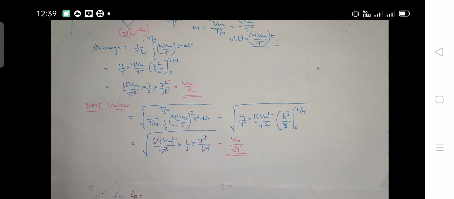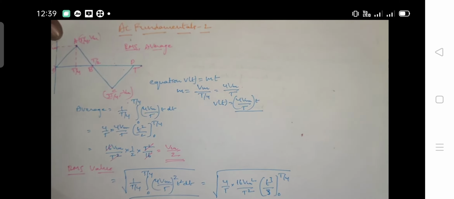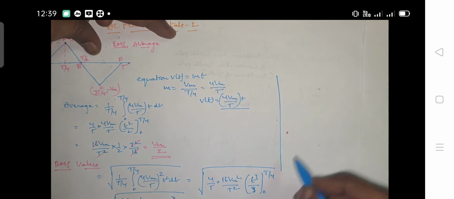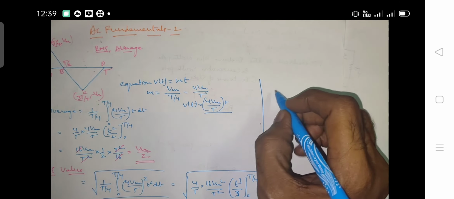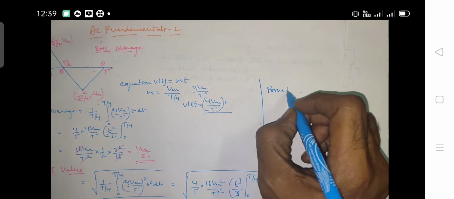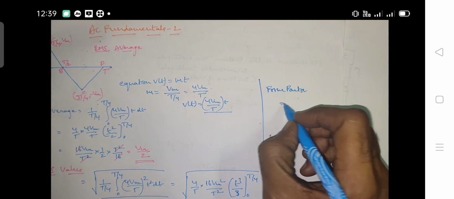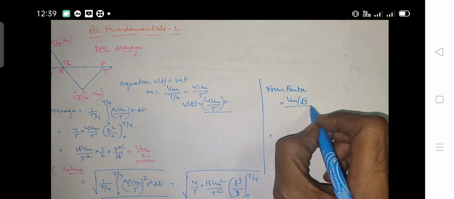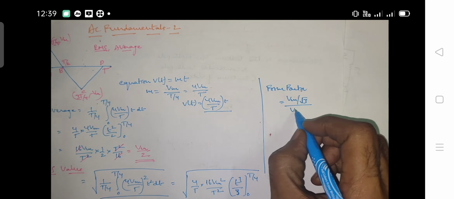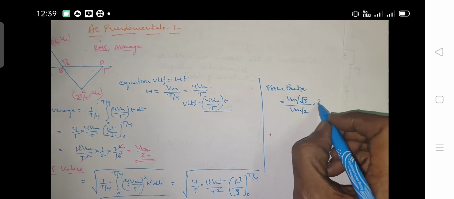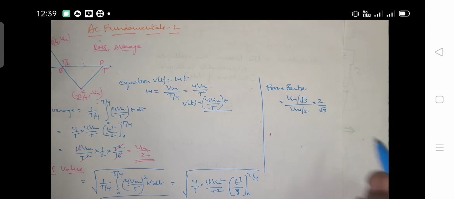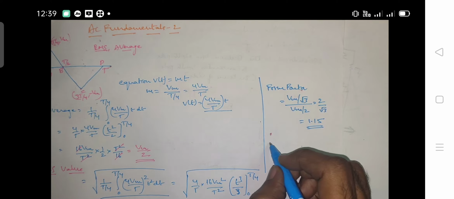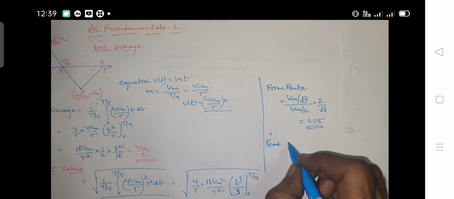So once we find out the RMS value and average value, we can go for the calculation of form factor and peak factor. So here I am writing down the form factor is equal to RMS value by average value. So Vm by root 3 divided by Vm by 2. This is equal to 2 by root 3, which gives a value of approximately 1.15 as the form factor.